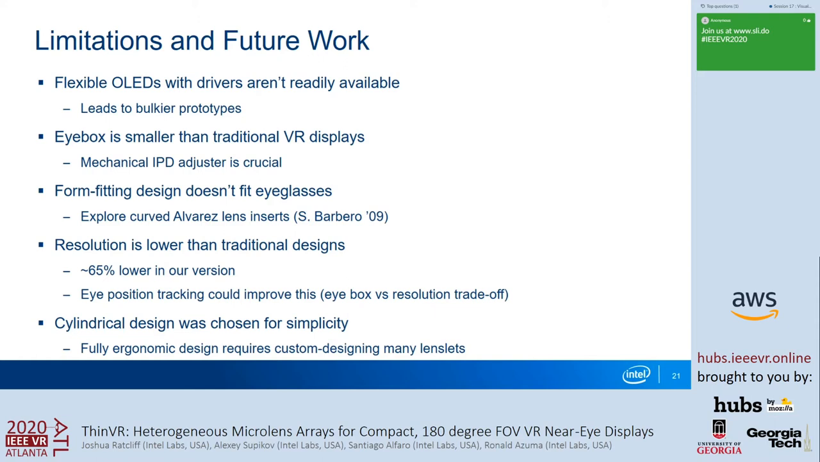Perhaps more important to note is that the resolution in our design is substantially lower than traditional designs, by about 65%. Eye tracking could improve this if we were to redesign the optics, pair it with an eye tracking system, shrink the eye box down, and trade back in favor of resolution. Finally, a cylindrical design was chosen for the simplicity of the design, not for the industrial design. A fully ergonomic design requires custom designing many lenslets, but we think that would be a worthwhile task.